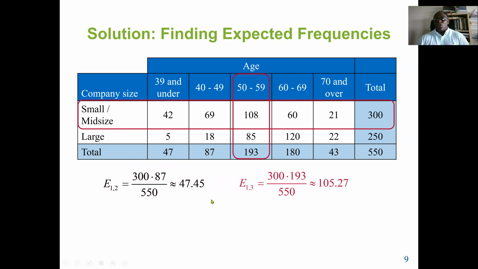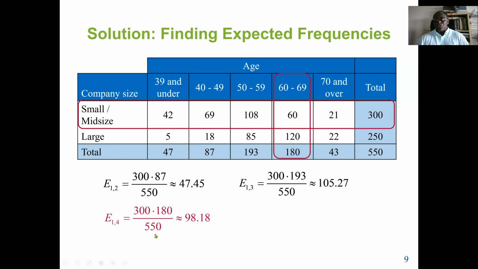Then we move to the next column. We are still in the first row, so the sum of the row is still 300, times the sum of the third column, which is 193. So it will be 300 times 193 divided by 550, and that gives me 105.27. Then we move to the fourth column. We're still in the first row, so the sum of the row is still 300, but this time the sum of the fourth column is 180. So it will be 300 times 180 over 550. That gives me 98.18. Then we move to the last column. We have 5 columns, so this is our 5th column. The sum of the row is still 300, the sum of the 5th column is 43, divided by 550, and that gives me 23.45.